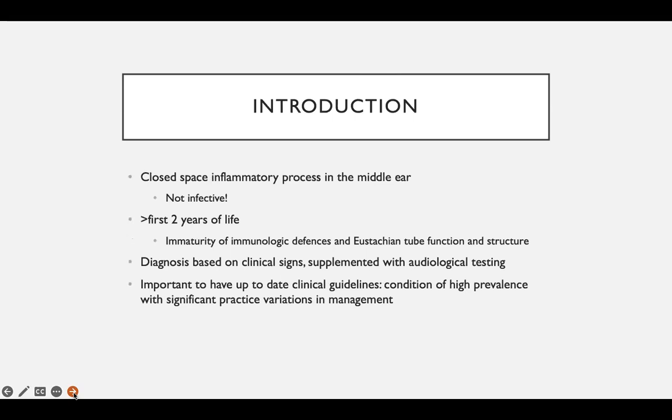So OME can be described as a closed space inflammatory process occurring in the middle ear, and it's not infective. The greatest incidence is in the first 2 years of life, and this is thought to be because of immaturity of immunological defenses and also eustachian tube dysfunction, and also the immature structure of a pediatric eustachian tube. The diagnosis is generally based on clinical signs, and it can be supplemented with audiological testing. And it's important to have up-to-date clinical guidelines because it's a condition of high prevalence with significant practice variations in management that have cropped up over the years.